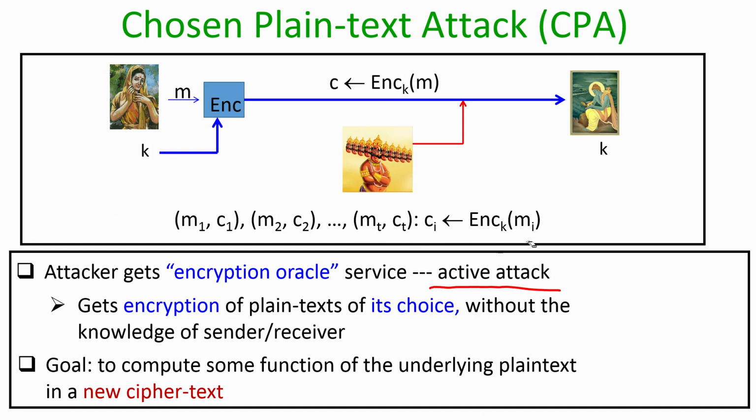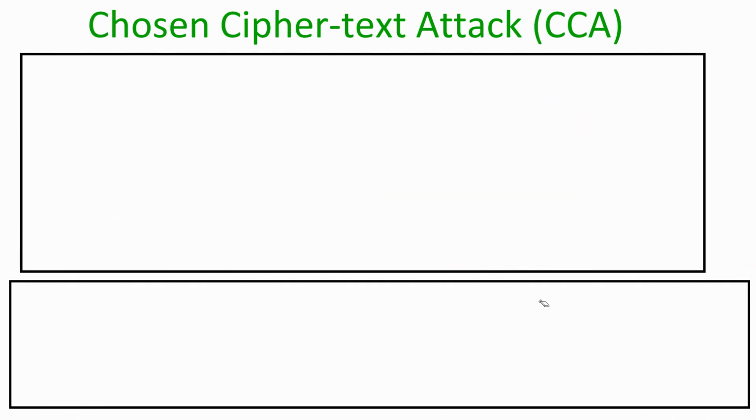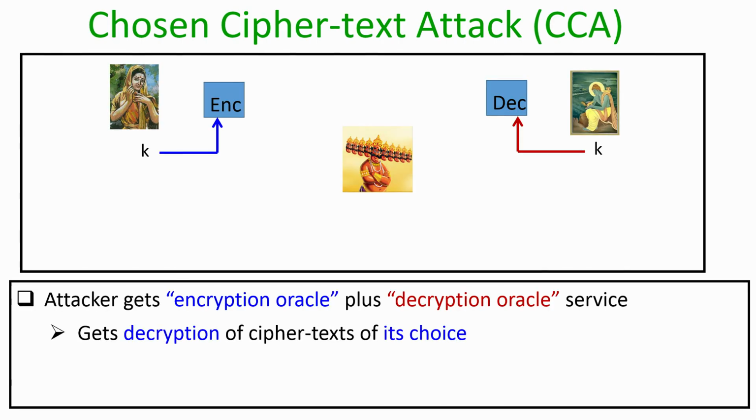Now, let us go to the next attack model, which is the strongest possible attack model, which we call the CCA attack model, and here the adversary can now get two kinds of oracle service. It has access to the encryption oracle service, that means it can ask for encryption of any message of its choice by influencing the sender or the receiver, plus it can get the decryption oracle service as well from any of the two parties, say for example from the receiver.